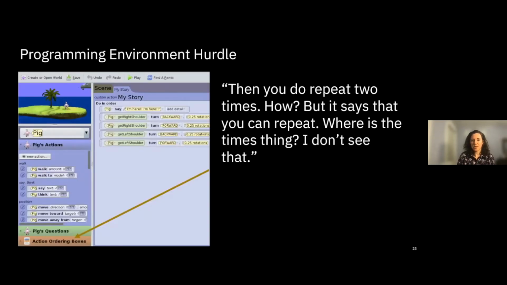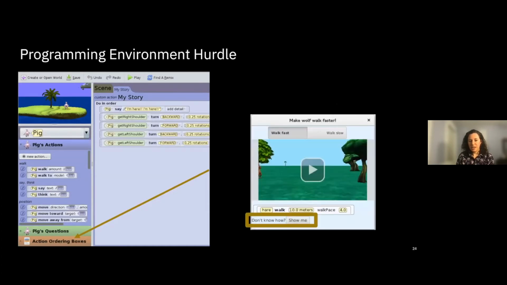And then we also found that participants had trouble finding information in the interface. Once they knew what they were supposed to do, they didn't necessarily know how to execute that. One participant said, "Then you do repeat 2 times. How? But it says that you can repeat. Where is the times thing? I don't see that." So even though they knew what they were looking for, they didn't know where to find that information. We added a capability within our examples to point the user to the concept that's suggested in the example, to remove that barrier of not knowing where to look in the interface for what users were trying to find.